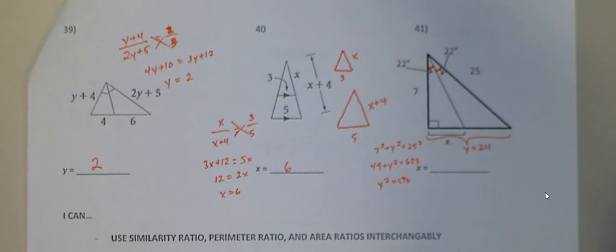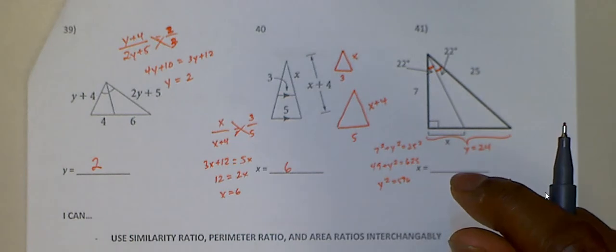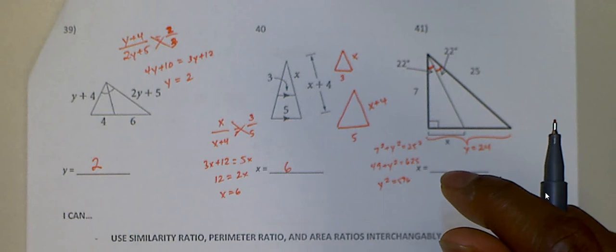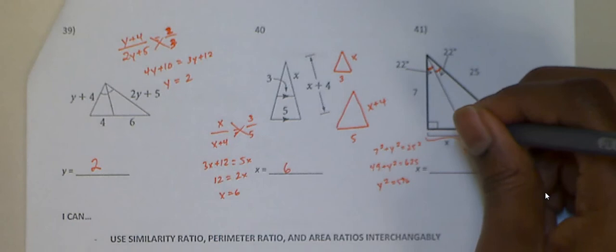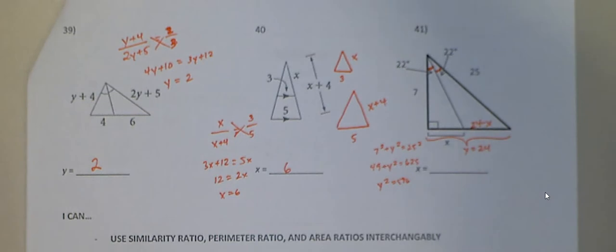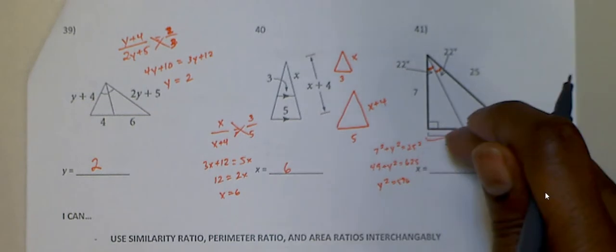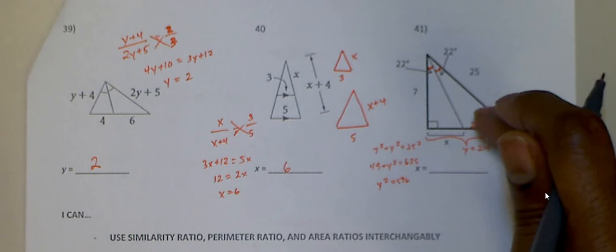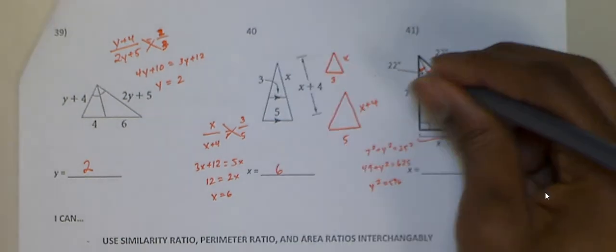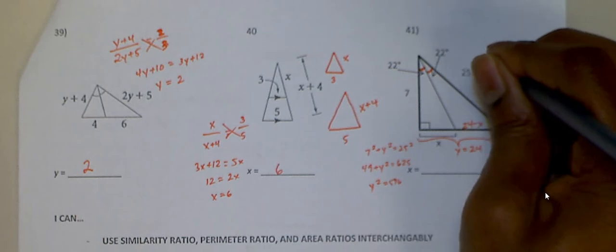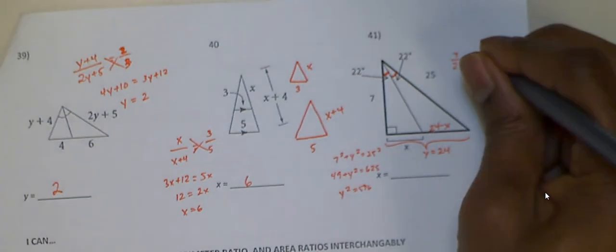Alright, how's that going to help us out? Well, now that we know that y is 24, we have our sides that we can call this now. The rest is 24 after we take away x. If this whole thing's 24 and this is x, then this is the rest of 24 after we take away x. So now we can use our side splitter theorem, and that is 7 over 25 should be the same as x over 24 minus x.